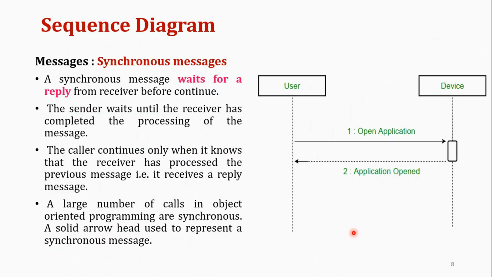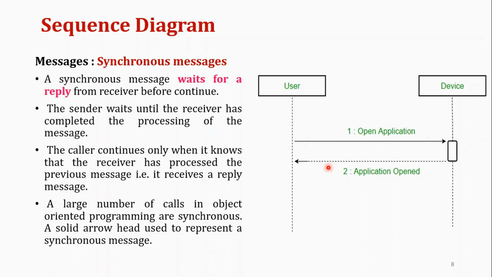A synchronous message requires the sender to wait for a response before continuing. User is a class and device is a class, and the user is sending a message, open application. This is the lifeline, a vertical box, and it has to wait until the device responds. So the synchronous message is sending and waiting for the response, which means send request, reply. This scenario is called a synchronous message.